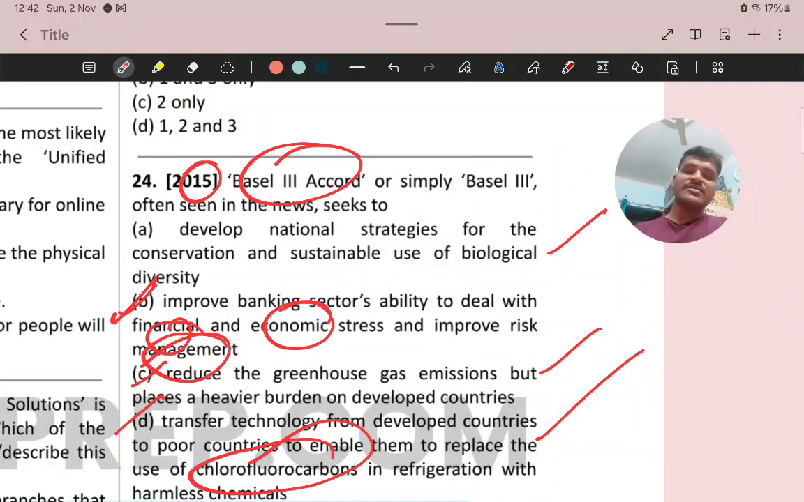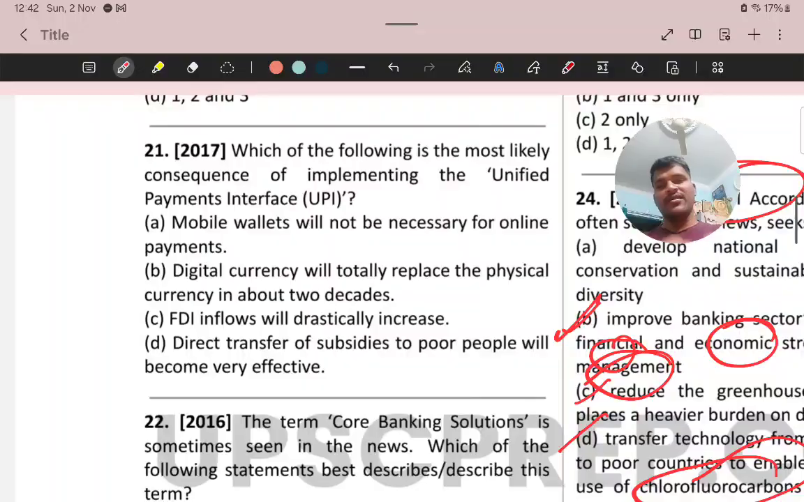So which agreement or which protocol speaks about eliminating hydrofluorocarbons, that is HFCs? So here in this video I have told you about capital adequacy ratio, Basel III norms. Okay. Then in 2017, this topic is something different.